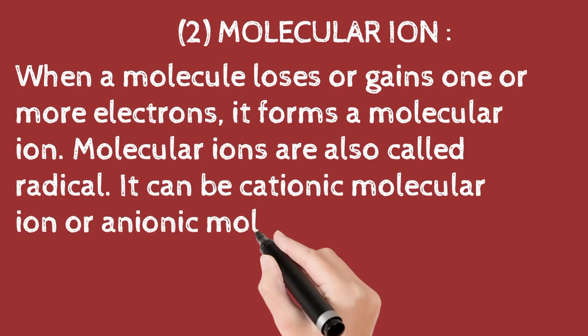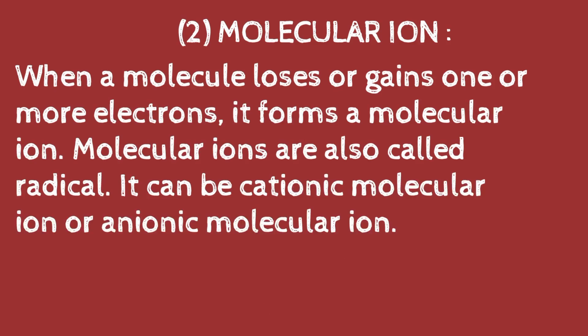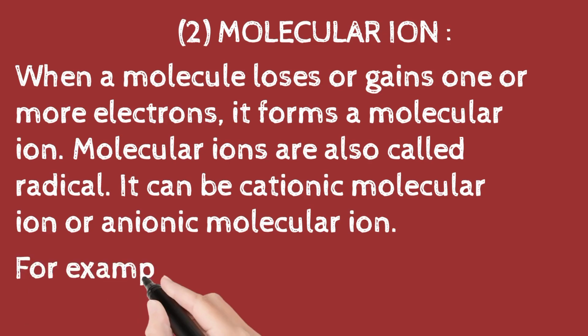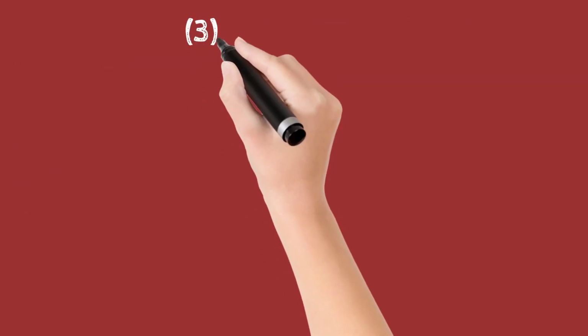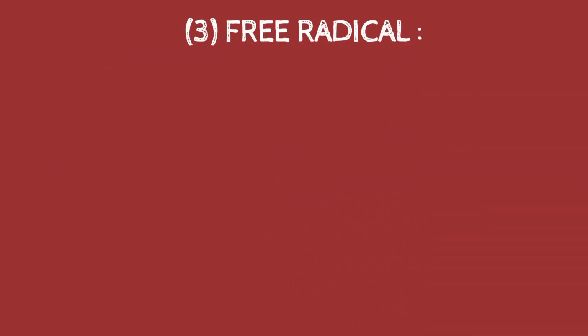Molecular ion. When a molecule loses or gains one or more electrons, it forms a molecular ion. Molecular ions are also called radicals. It can be a cationic molecular ion or an anionic molecular ion. For example, CH plus 1, CO plus 1, C2H5OH minus 1, etc. These are all molecular ions.